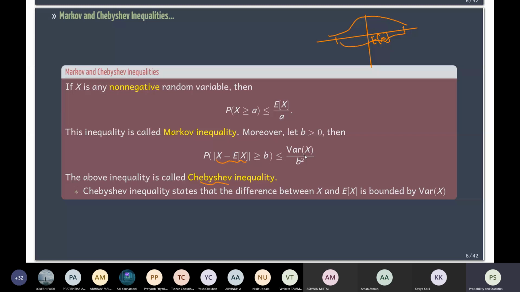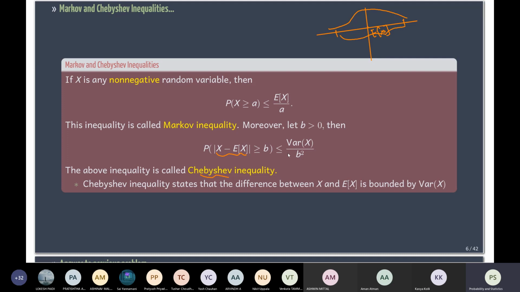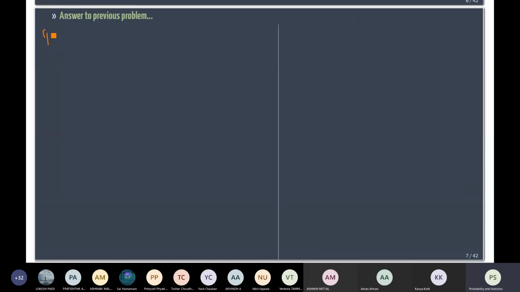Okay, so what do we have now? Can we prove the Chebyshev inequality? Okay, so can we prove the Chebyshev inequality assuming that the Markov inequality holds? Okay, so let us try to prove the Chebyshev inequality. So the proof of the Chebyshev inequality. What we will do is that we will define a random variable. So define a random variable y equal to (x minus expectation of x) whole squared.